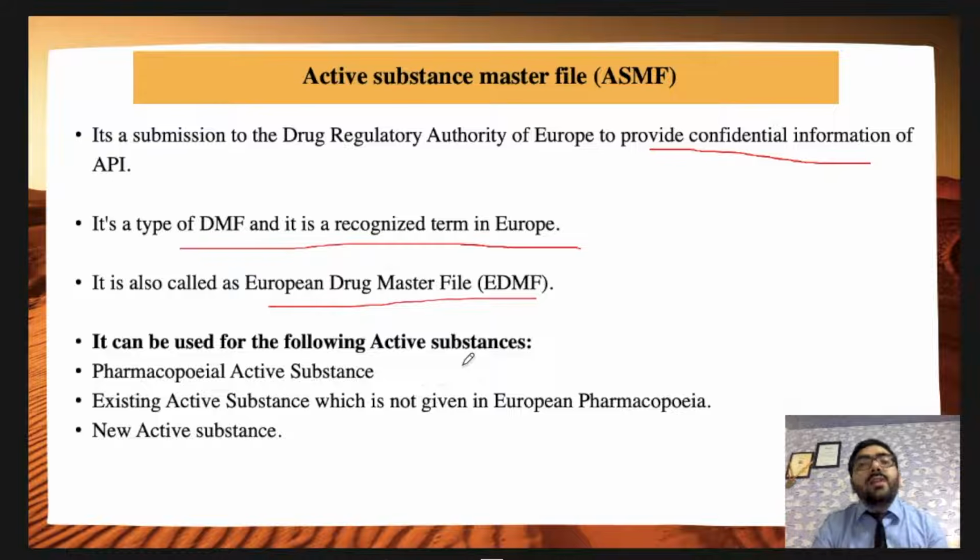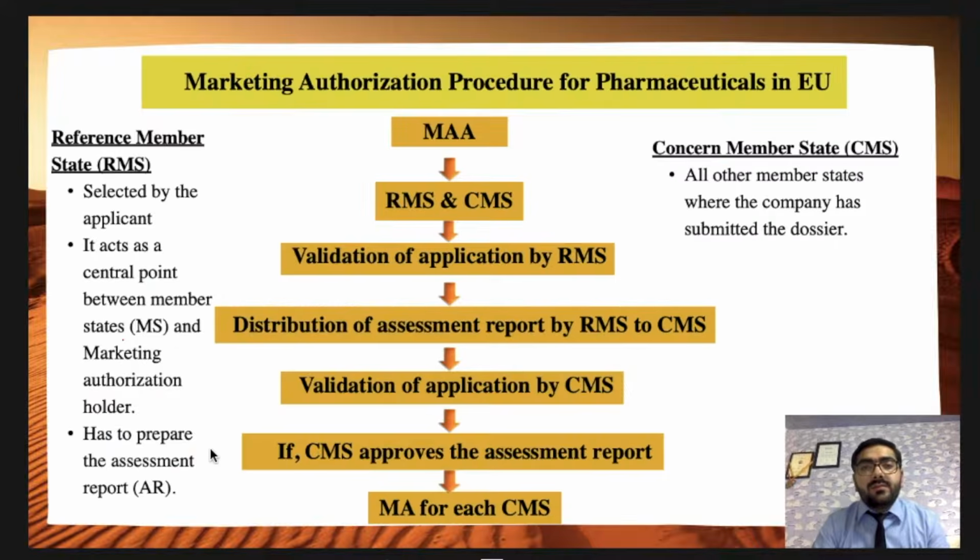It can be used for the following active substances. What are the different types of active substances for which the application is filed in Europe? If the active substance is a pharmacopoeial active substance, if it is an existing active substance which is not given in the European pharmacopoeia, or if it is a new active substance. Okay, so we can file the active substance master file.